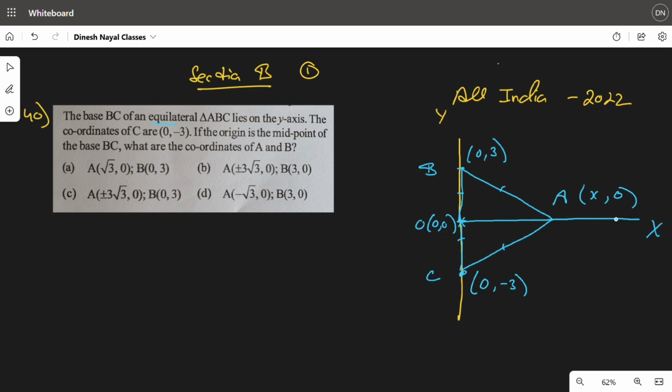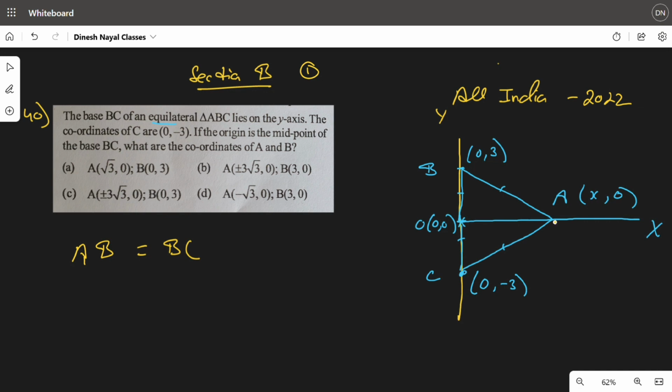Now we have to find the coordinates of A. What will we do for the coordinates of A? See, we know that ABC is an equilateral triangle. Hence, we can say AB will be equal to BC. Let's do AB equals BC.